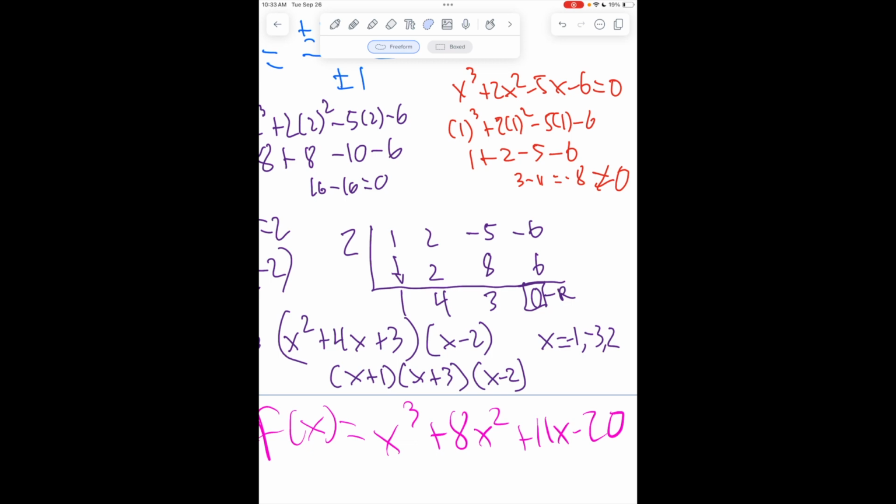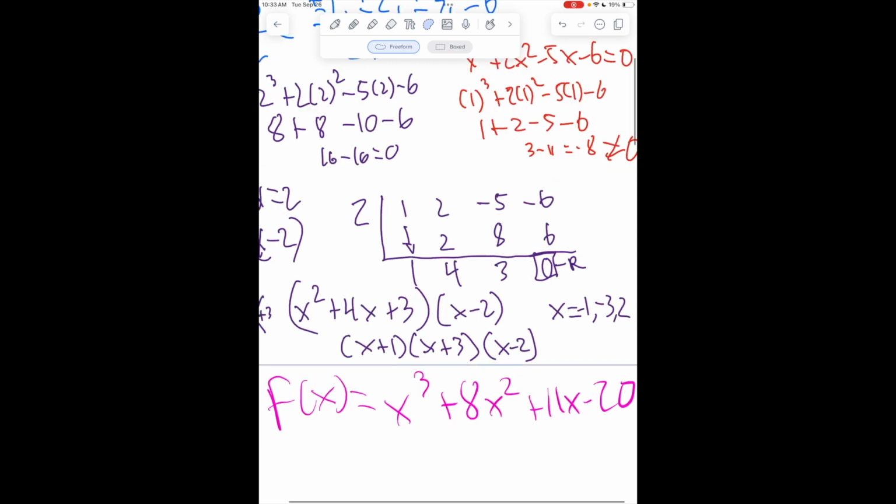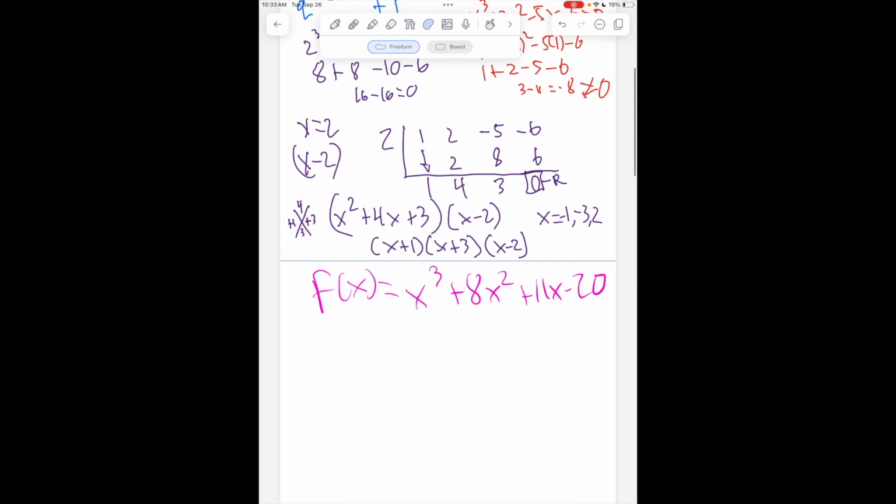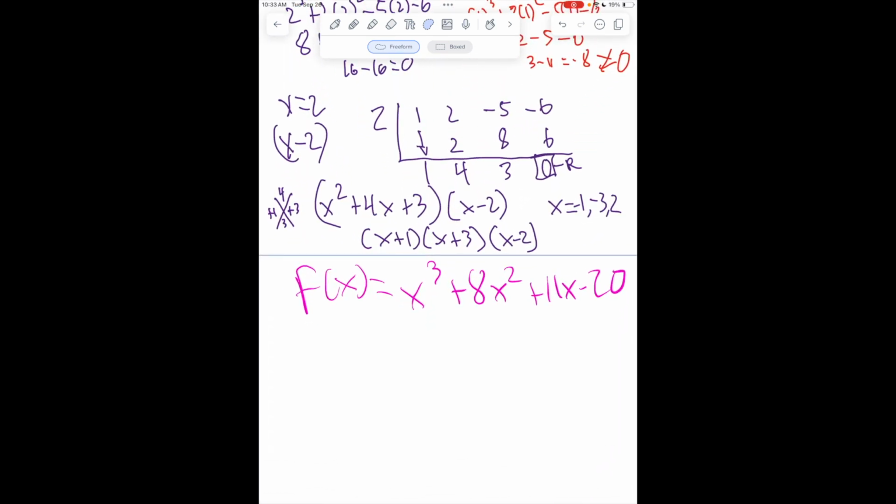Okay, another example, looking at the rational zero theorem. Again, try to determine, this time we've got the negative 20 as our constant, and again, our first coefficient, if there's nothing there, it's like a 1. So that's like 1 times negative 20. So I'm listing what are my factors. And again, 1 times negative 20 is basically just negative 20 divided by 1.